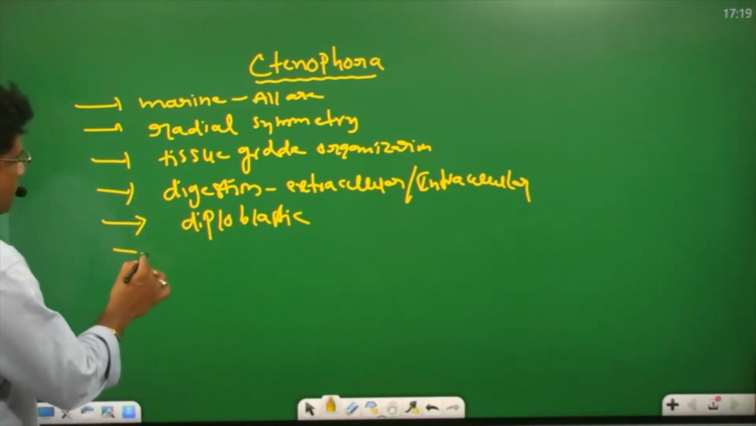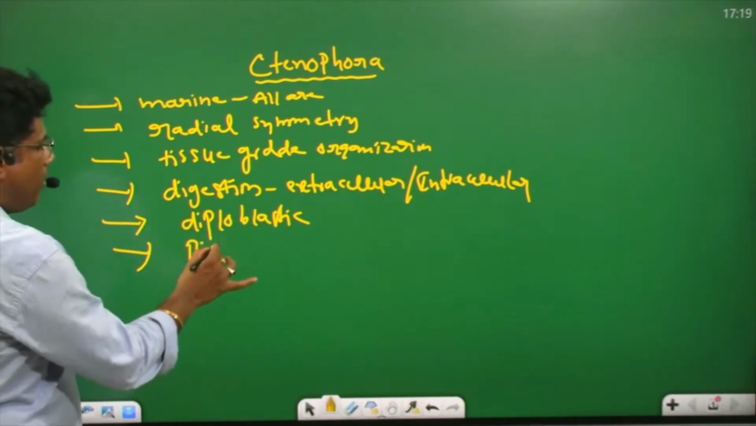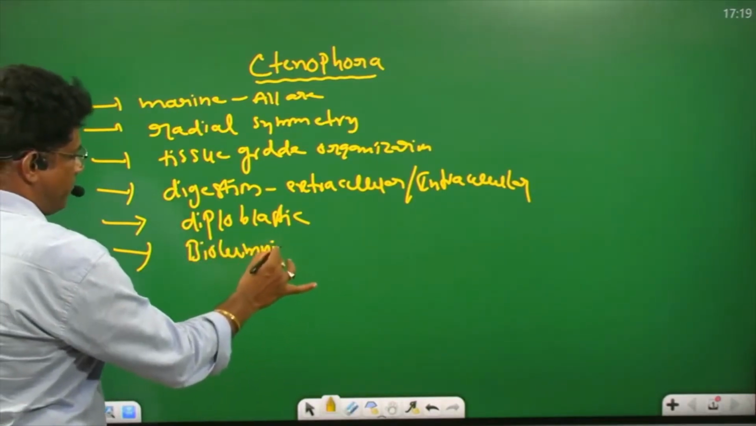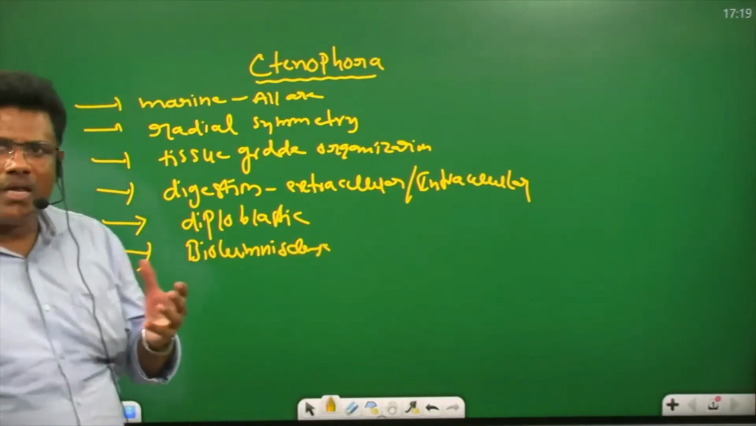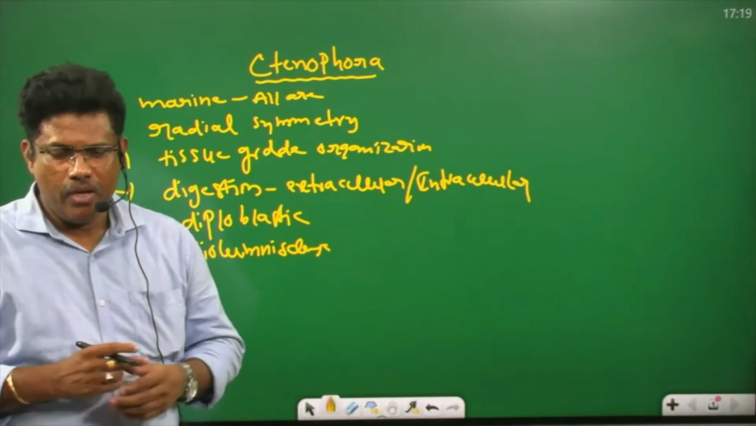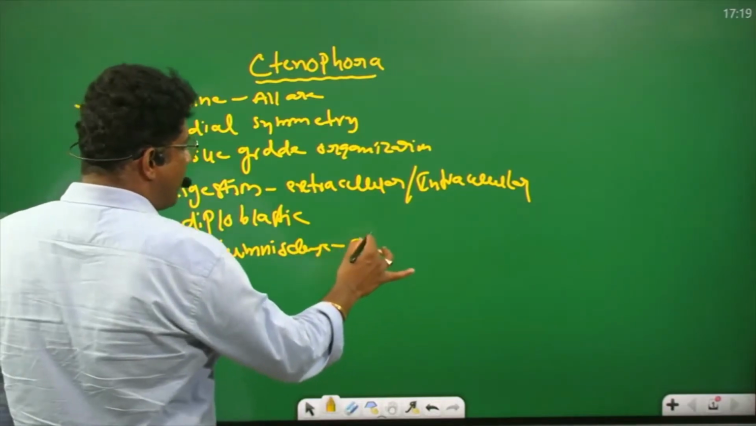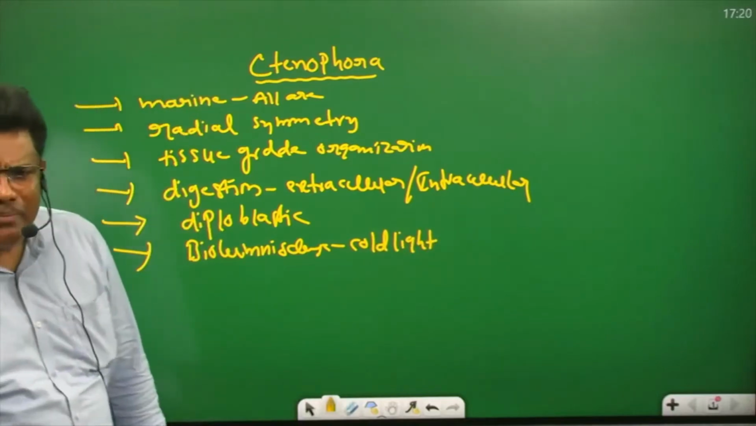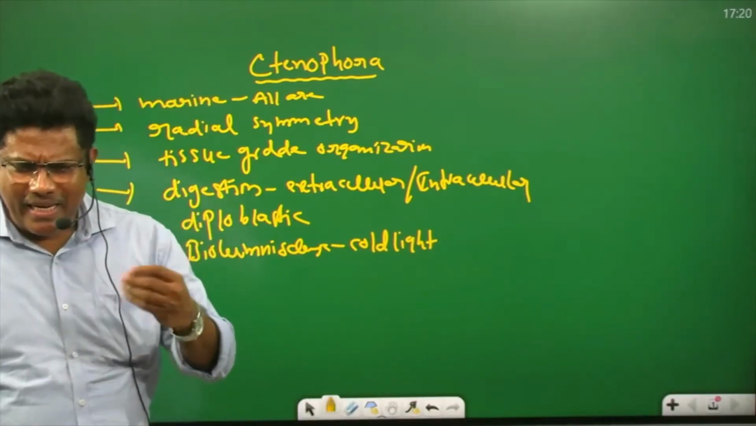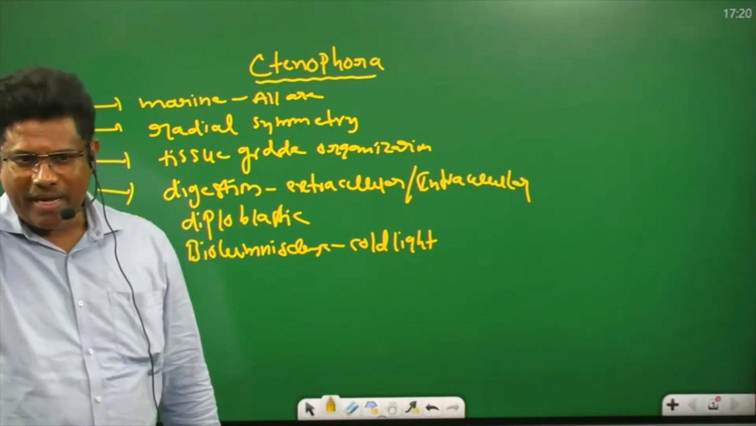Yes, these organisms' main, unique character is they exhibit bioluminescence. What is the meaning of bioluminescence? Emitting light. Bioluminescence is called cold light. Cold light means they emit light, and in the light there is no heat. In the sun's light, somewhat heat is there.